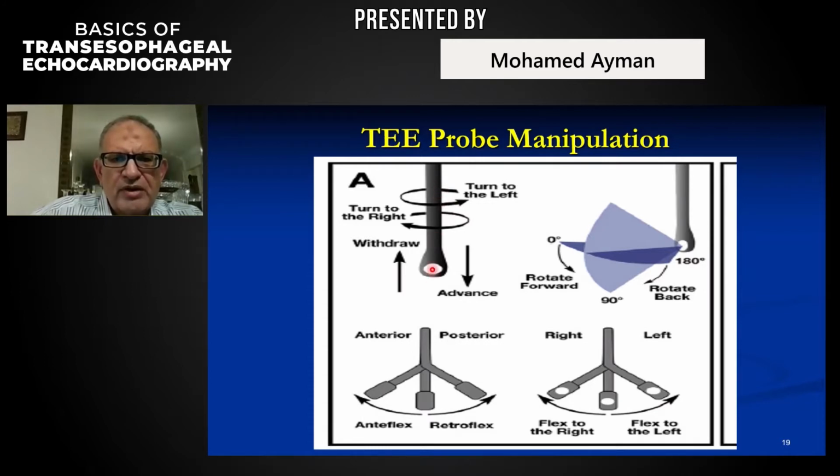So the probe is manipulated physically by, number one, pushing inward, or advancement, or by withdrawing the probe, or by rotating the probe to the patient's left, meaning counterclockwise, or by rotating it to the right of the patient. This is clockwise rotation. We have anteflexion and retroflexion from the big wheel, and side-to-side motion controlled from the small wheel. And by pressing the two small buttons, we can change the angle of inclination of the ultrasound beams.